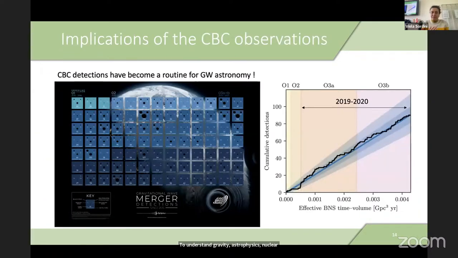Okay, so CBC detections have really become a routine of GW astronomy. In 2015, just one detection was worth a Nobel Prize, and now we're kind of getting used to that, right? So this is the table of the detections that we had starting from 2015. And here the 2019-2020 O3 run starts. So you have all these events. We now have around 90 significant detections. You can look at the table, maybe zooming offline, but each square is an event, and then the colors are telling you the masses and the nature of the objects. You also see how the detections have been accumulating as a function of, on the x-axis, a proxy for our sensitivity, and all of these events are from the latest run.